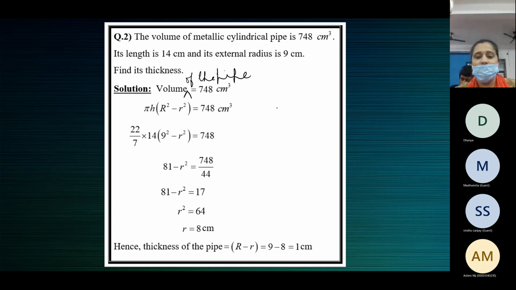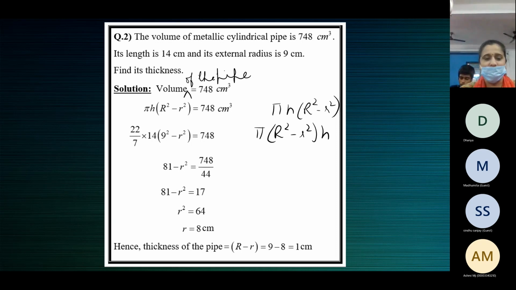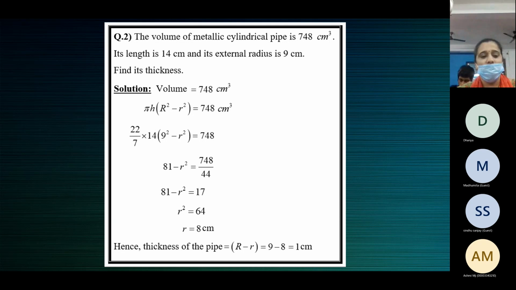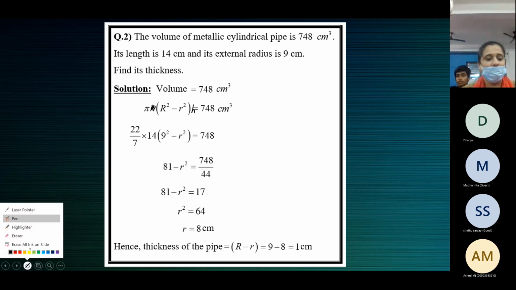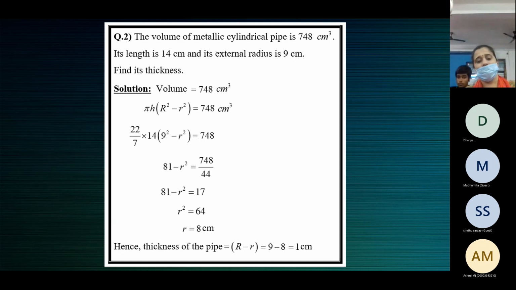See, I've written pi h into R square minus r square. Both are the same. I said pi into R square minus r square into h. Everything is the same. You can write it that way also. This is not wrong. You can put the h here also, children. It's multiplication, no? So anywhere you can put it.